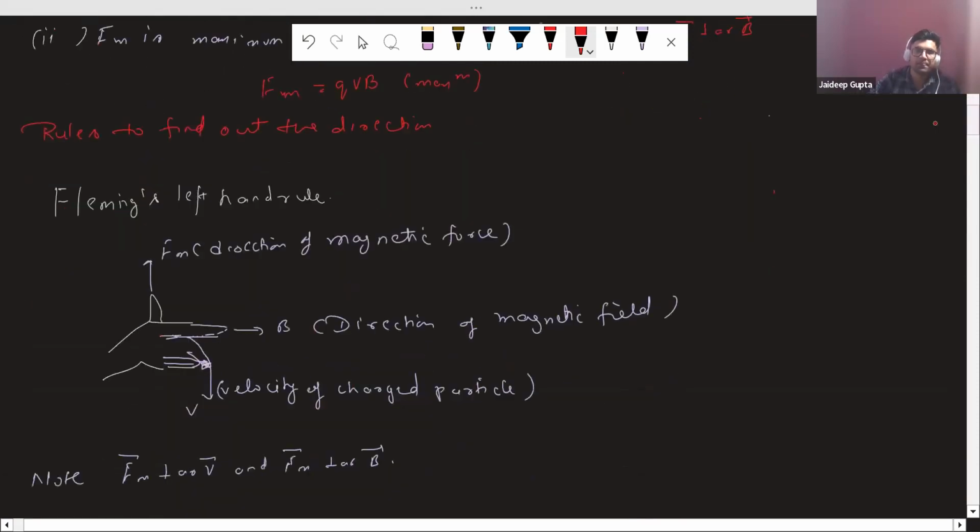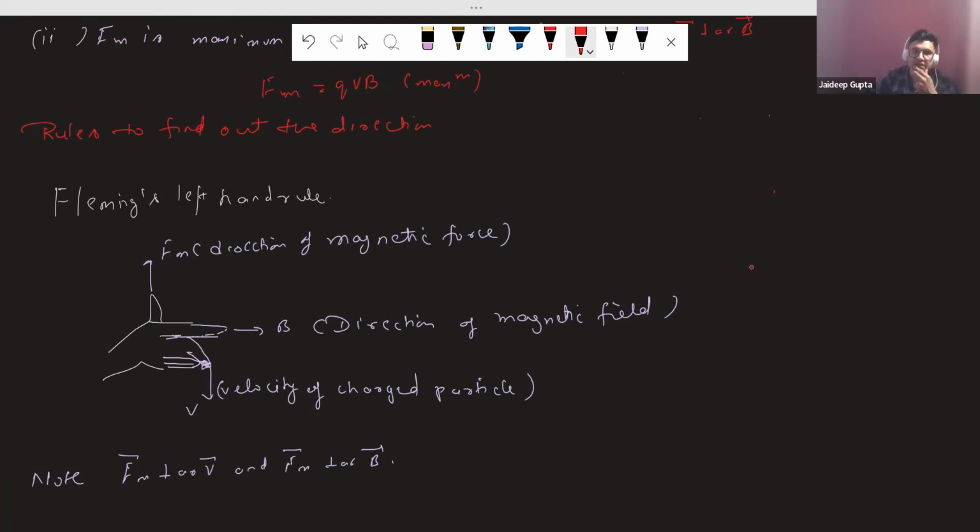Further, Fleming's left hand rule to find out the direction of magnetic force. Now, the forefinger you have to align along the direction of magnetic field, the middle finger along the direction of velocity, then the thumb will give you the direction of force. So fine, this is FBI.